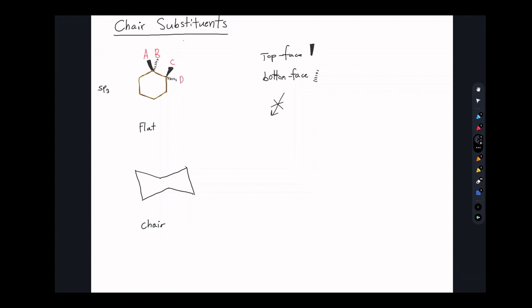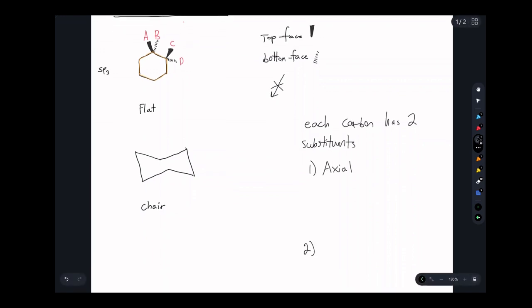So each carbon in the chair is going to have 2 substituents. Now, for each carbon, one of them is going to be axial, and the other is going to be equatorial. So, to be clear, that means that one carbon cannot have 2 axial positions. It's always going to have 1 axial and 1 equatorial position.